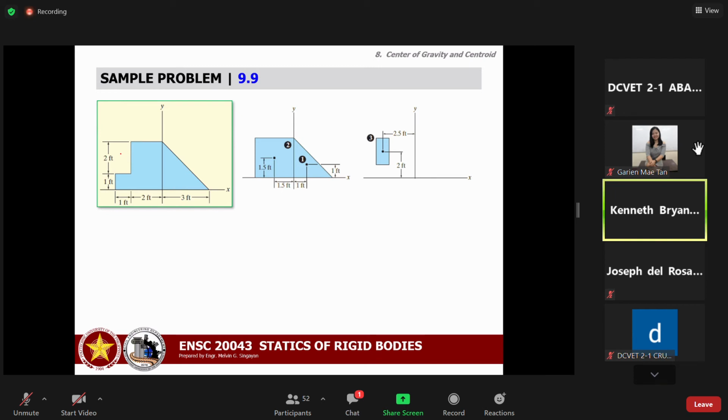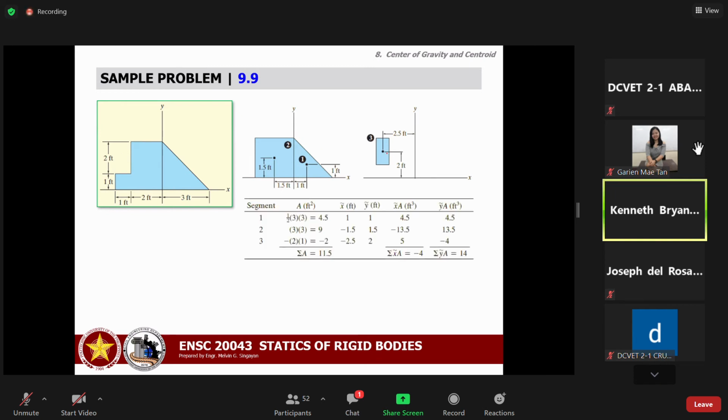For each of the first, second, and third composite parts, we solve the location of the centroid. Since this is a plane area, we need to solve only for bar x and bar y. For segment 1, we considered a triangle, and the area of the triangle is 1/2 of base times height. So we have 1/2 of 3 times 3, which is 4.5 squares.